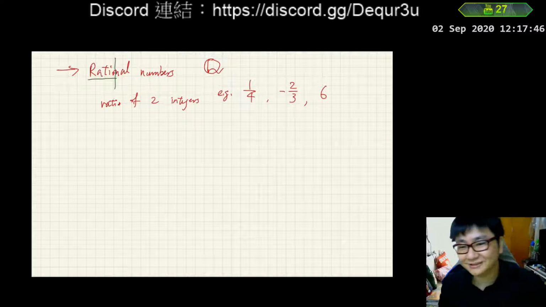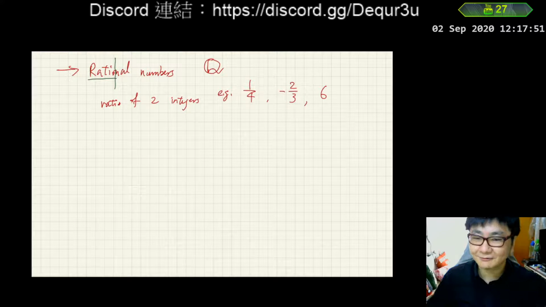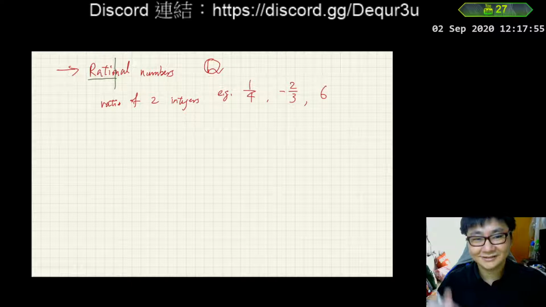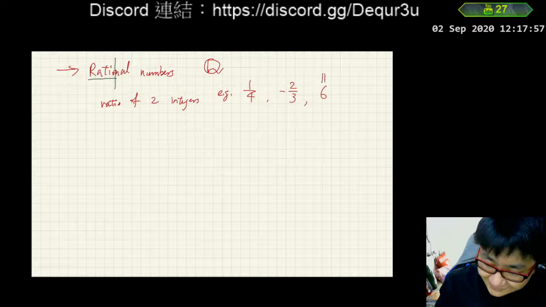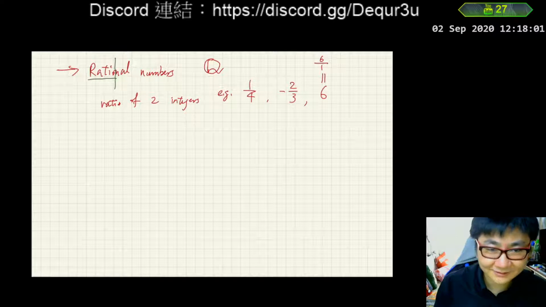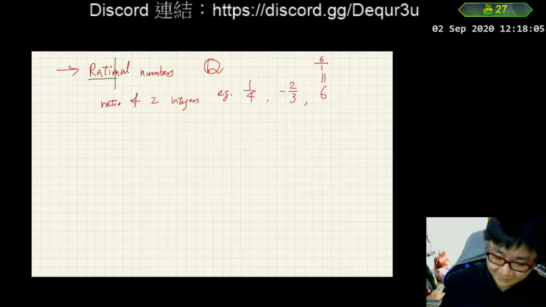Yeah, that's very good in the chat room. Okay, yes, 6 means 6 over 1. That means it's also still a ratio of two integers. Therefore, 6 is okay, because you can consider 6 as 6 over 1. Okay, very good, very good. If you can point this out, it means you can understand very well.